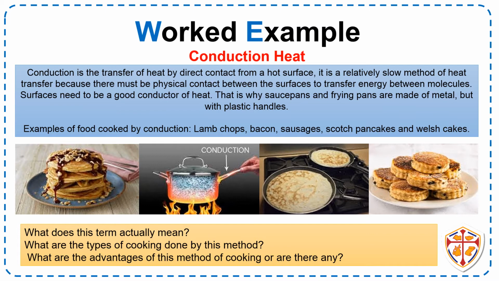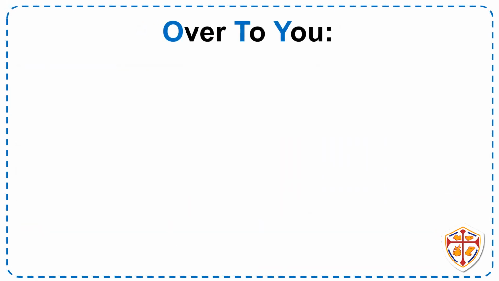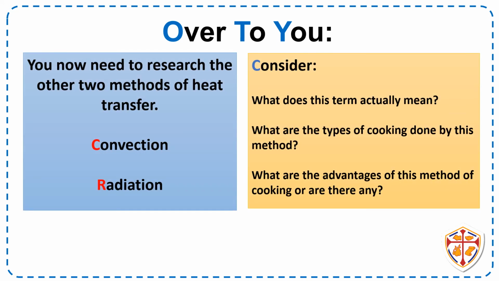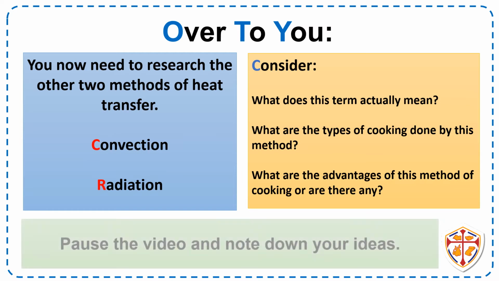There are good conductors of heat and bad conductors of heat. Metal conducts heat very well, which is why saucepans and frying pans, along with baking trays and cake tins, are made of metal. Water is also a good conductor of heat, which is why boiling food works well and cooks food quickly. Wood, plastic, cloth and glass are poor conductors of heat. Now it's over to you. You need to research the other two methods of heat transfer, convection and radiation.